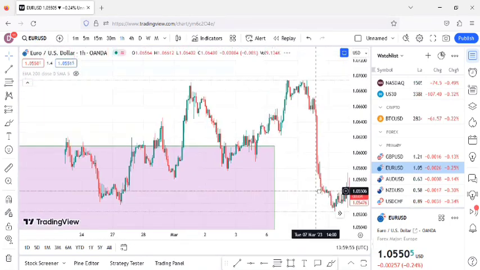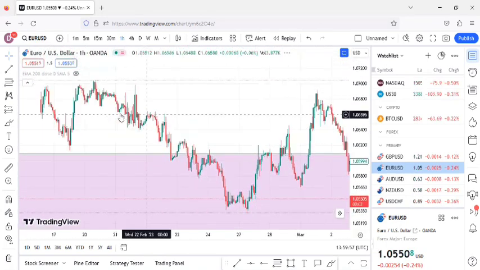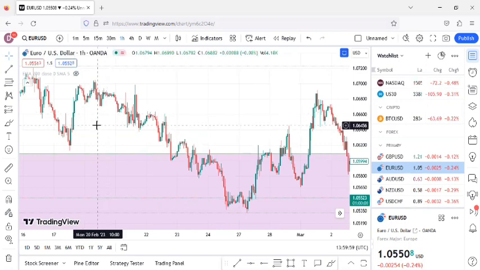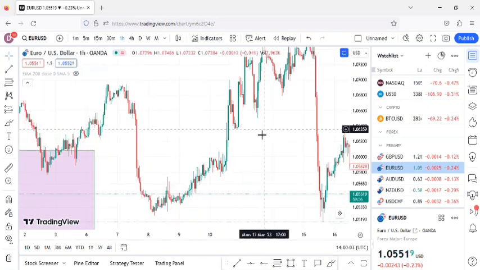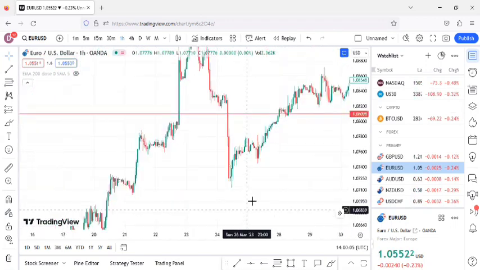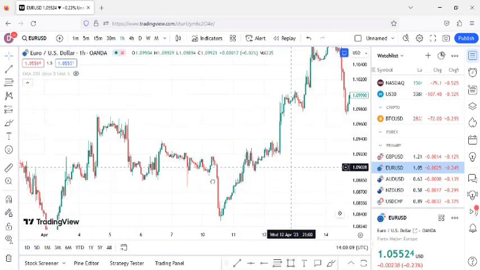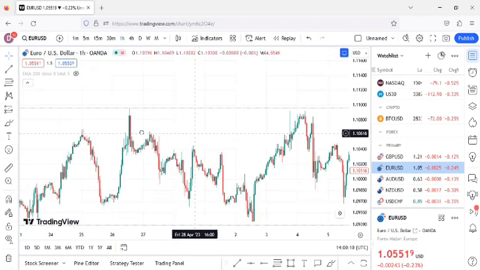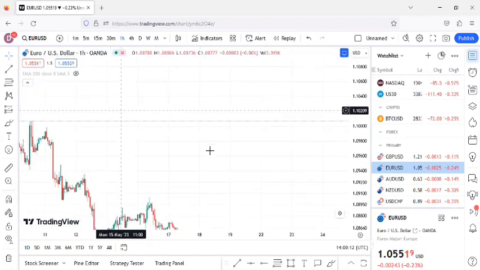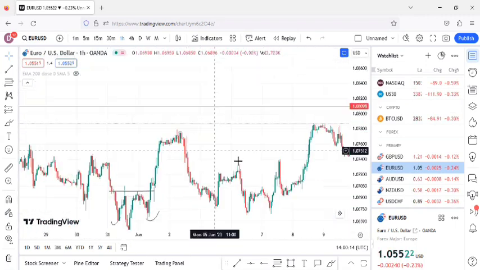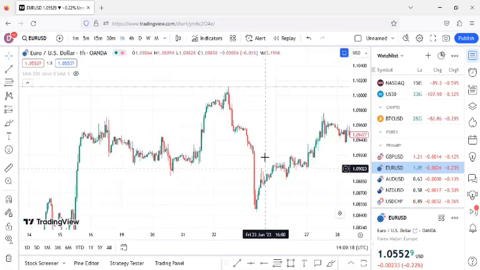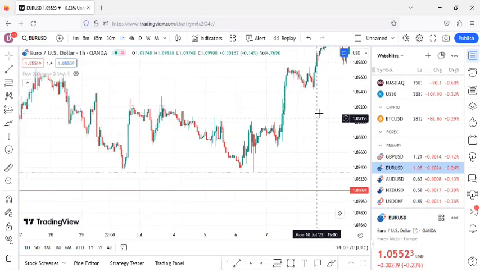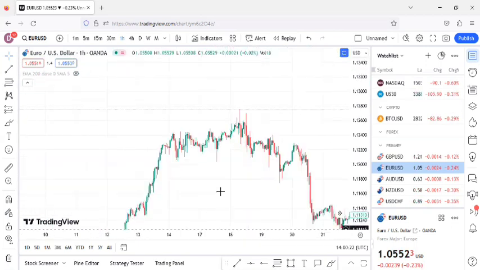I'm trying to look for more, especially the head and shoulder and double bottom. Same as inverse head and shoulder. I'm looking for head and shoulder and double bottom.